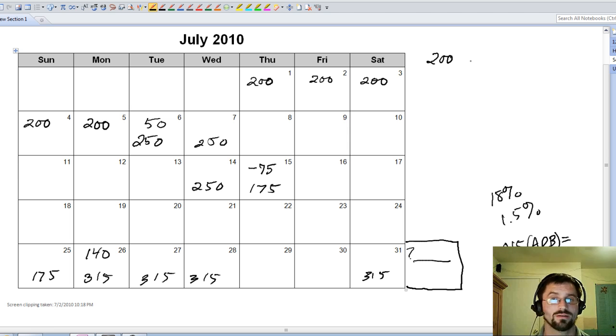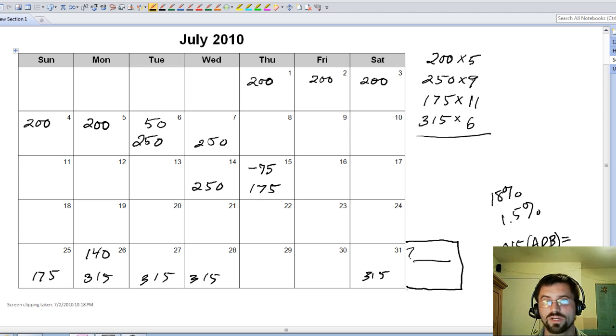So what you do to calculate your average daily balance is you take the balance times the weight. The weight being the number of days you carried that balance. So we carried a $200 balance for 5 days, so we multiply by 5. We carried a $250 balance for 9 days, it looks like, because this would be 1 week there plus 2, so 9 days. We carried a $175 balance for 11 days and a $315 balance for 6 days.